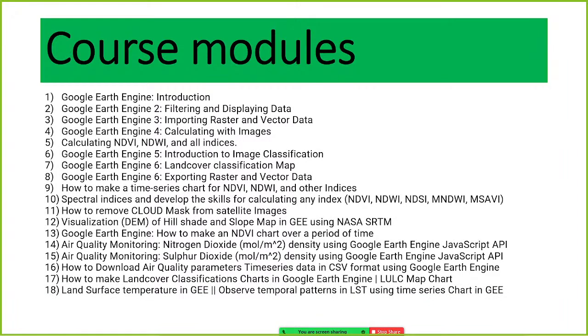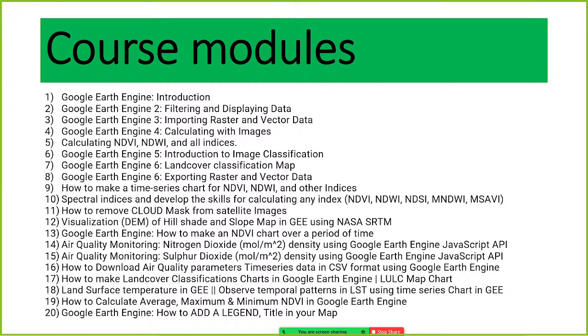Then land surface temperature. In this part we will discuss land surface temperature, or LST, and how you can make the time series chart in Google Earth Engine. Then how to calculate the average, maximum or minimum NDVI in Google Earth Engine, and then how to add the legend or title in your map. We will try to cover all of these things in the 7 days, and I will provide you one class every week so that you can also practice and learn from this.